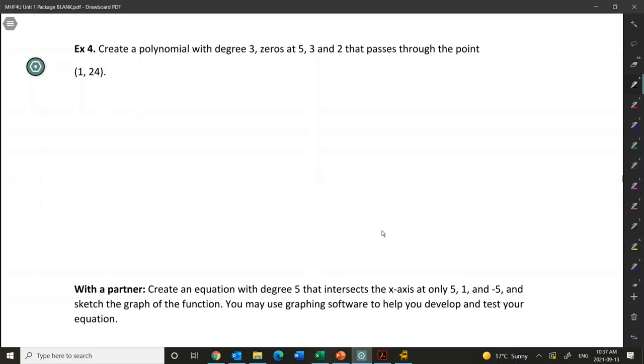Okay, so our job is to create a polynomial with degree 3. And I want zeros at positive 5, positive 3, and 2. And I want it to pass through the point (1, 24). Okay, so if I have degree 3 and I have 3 zeros, what do I automatically know about the orders of each of these zeros? I'm just going to say it one more time so that we can think about it. If I have degree 3 and I have 3 different zeros, what do I know about the orders on each of these zeros?